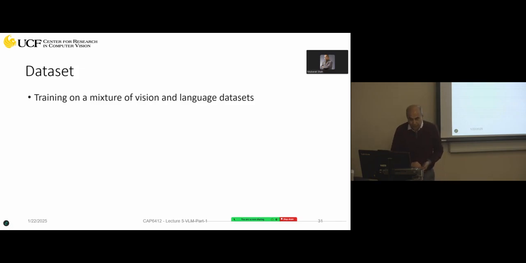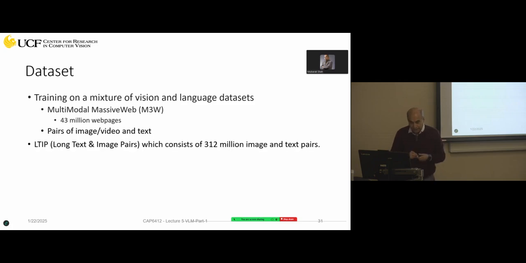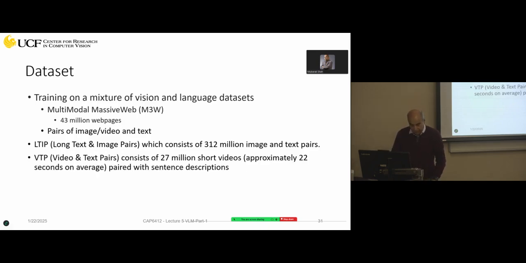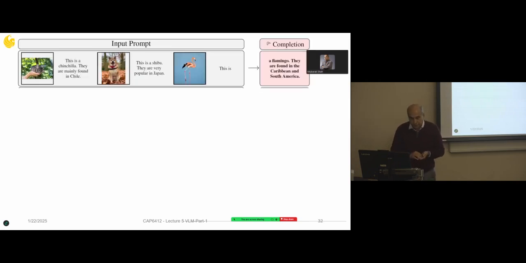So they use a mixture of vision language data sets. One is a multimodal massive web, 43 million web pages, pairs of images, video, and text. Then they are also using LTIP, long text and image pairs, many millions of image text pairs. And they're also using video and text pairs, 27 million short videos, each about 20 seconds on average, with the paired description.